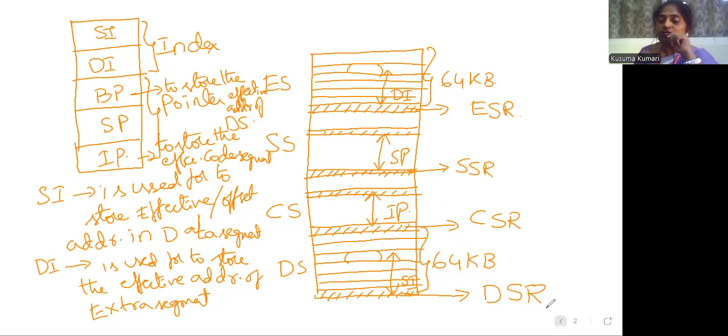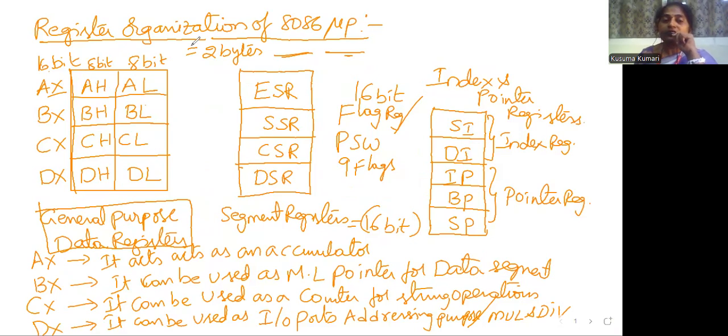So these are the different register organizations. Totally, what are the register organizations? First, the general purpose registers: four general purpose registers, AX, BX, CX, DX, and each general purpose register is divided into two 8-bit parts: AL, AH, BL, BH, CL, CH, DL, DH. So the 8086 can perform 16-bit operations or 8-bit operations also, and each register has one unique purpose.